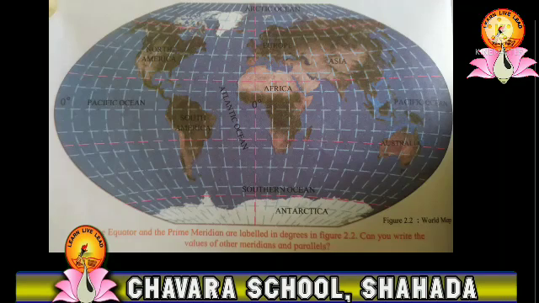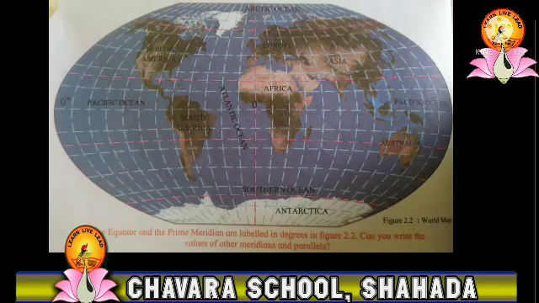So 0° meridian means 0° prime meridian and 0° parallel means equator. So here is the intersection of 0° meridian and 0° parallel on the map. The next question, which oceans are spread in all the 4 hemispheres? Now this question you will answer.